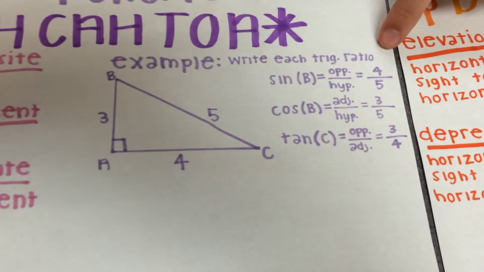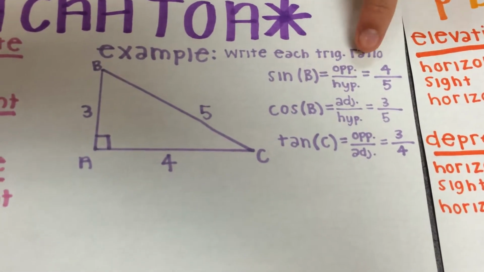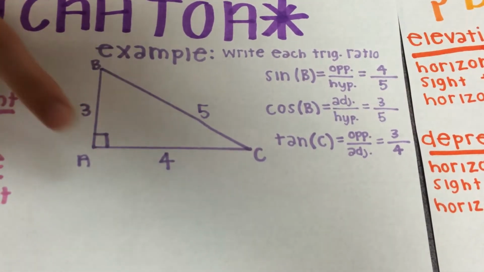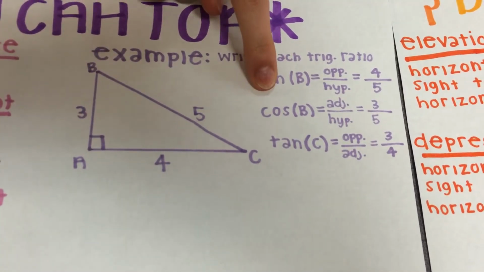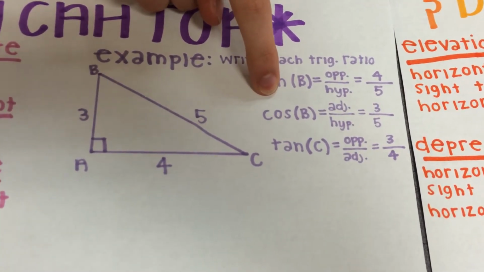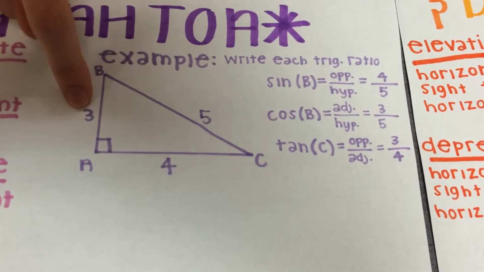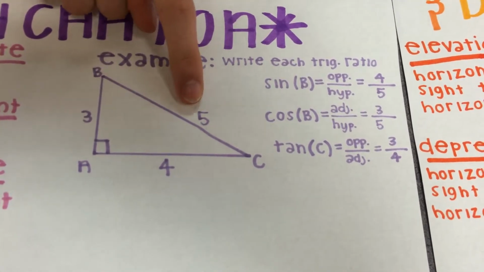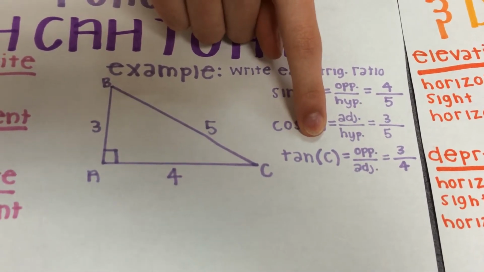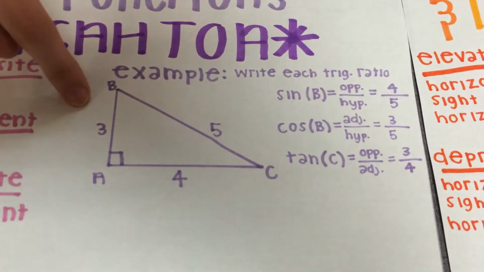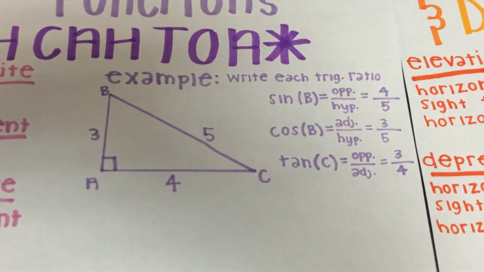In this example, sine of b would be opposite over hypotenuse, which is 4 over 5. Cosine of b is the adjacent over hypotenuse, which would be 3 over 5. Tangent of c would be opposite over adjacent, which would be 3 over 4.